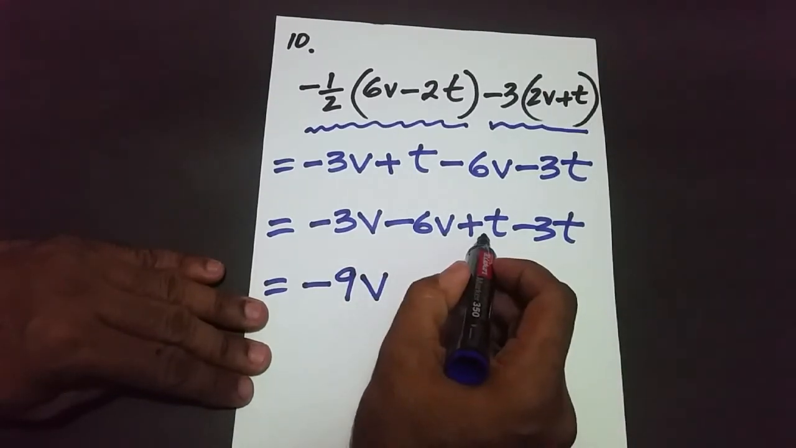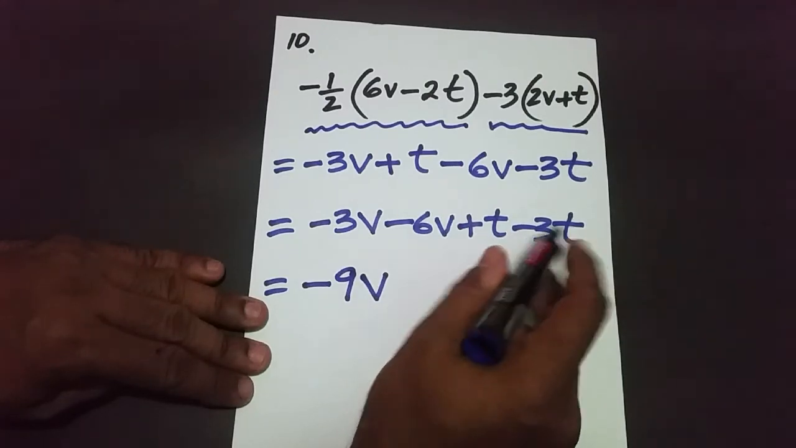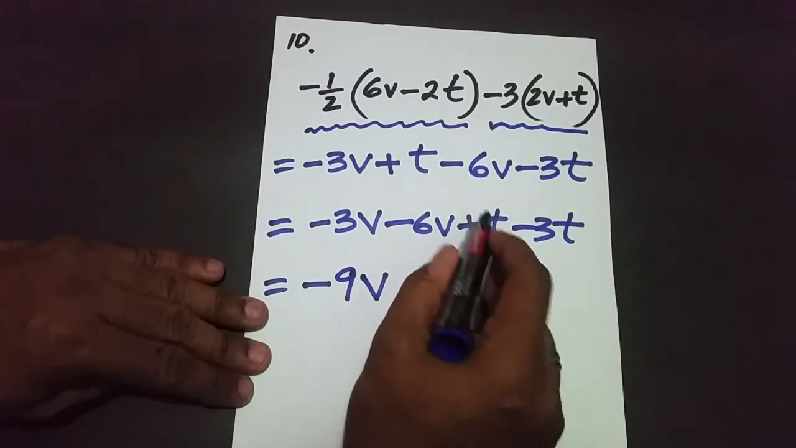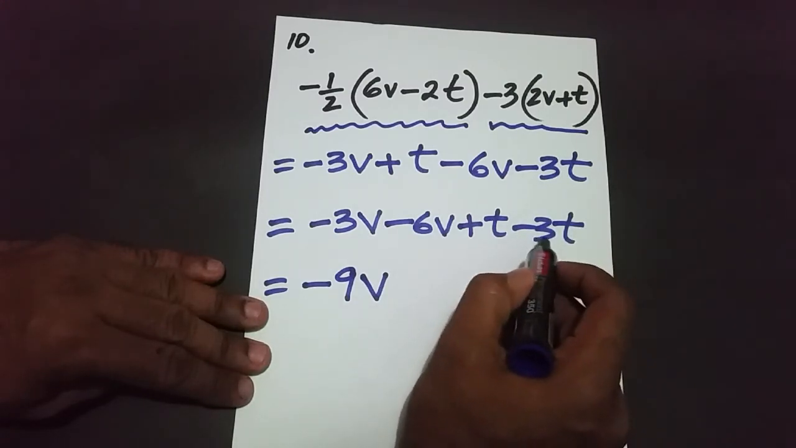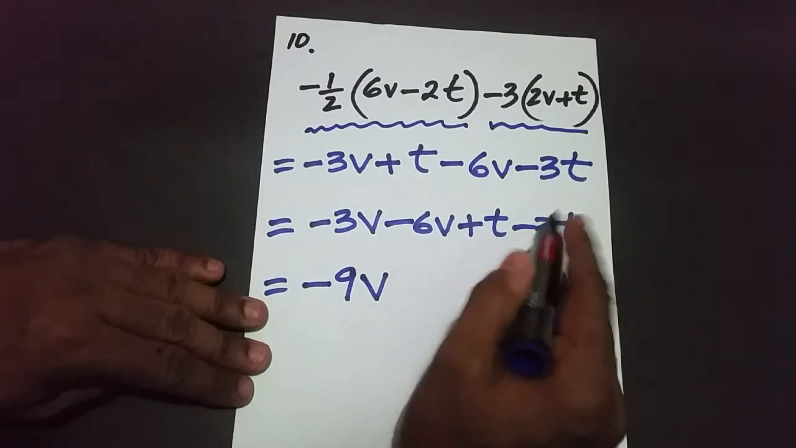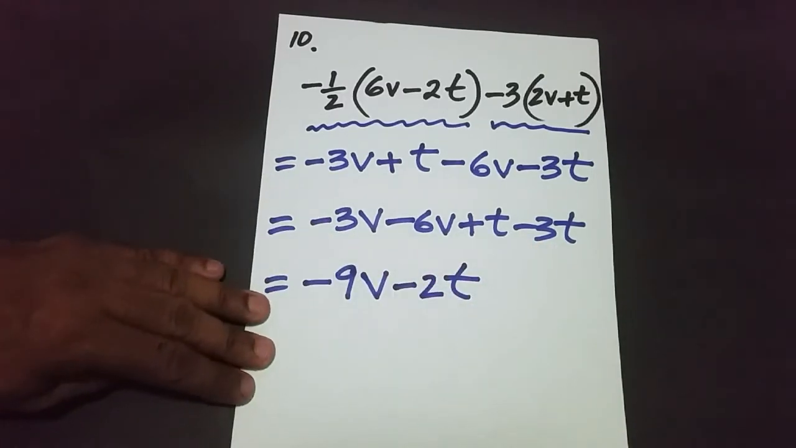And then you have positive t, which is the same as positive 1t, minus 3t. So you have 1 tomato on the table, but you owe 3 tomatoes. So when a person comes for the 3 tomatoes, you have to give them the 1 you have, and you still owe them 2. So that will be the final answer for question 10.